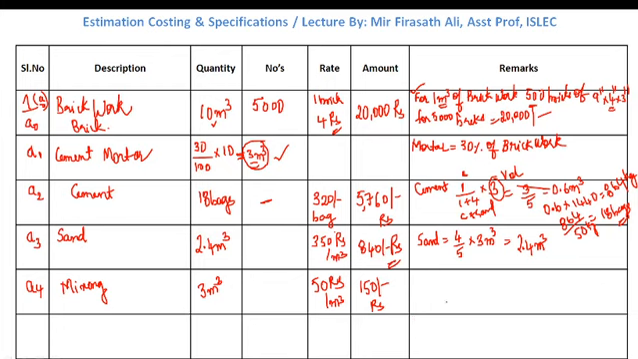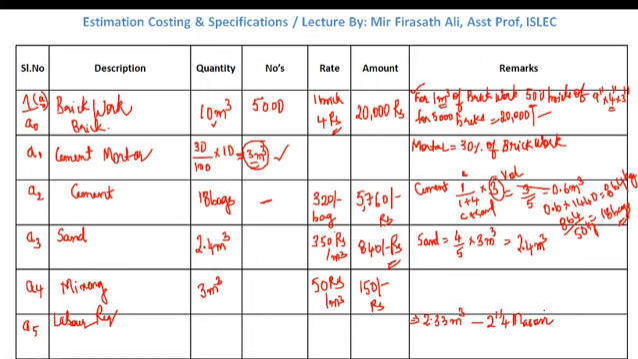How much labor is required? In yesterday's class we have seen that for 2.33 meter cube of brickwork, we required 2 1/4 mason.